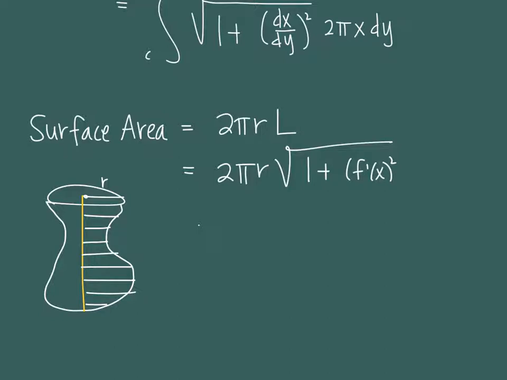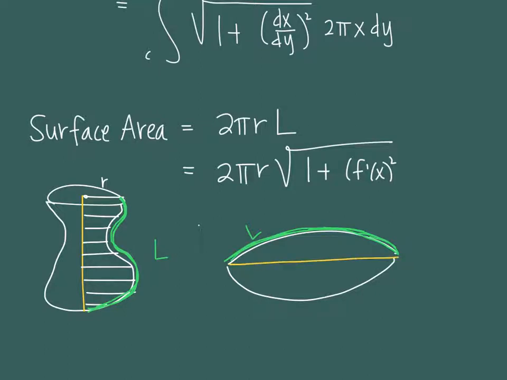The L is the edge out here. That's the L. If we did, say, a football or something, and we're trying to find the surface area of that, your L is the outside edge of that, or an egg, maybe. But then the R, and your axis will be here. And again, your R's are always changing. They get bigger and then they get smaller again.